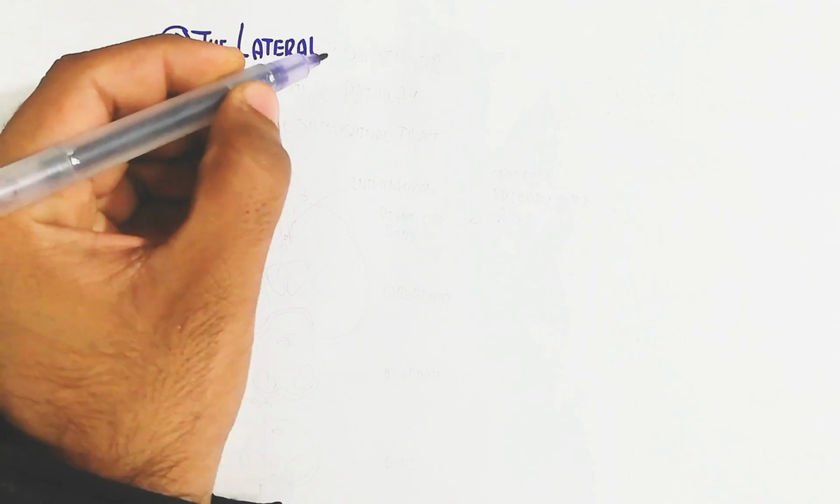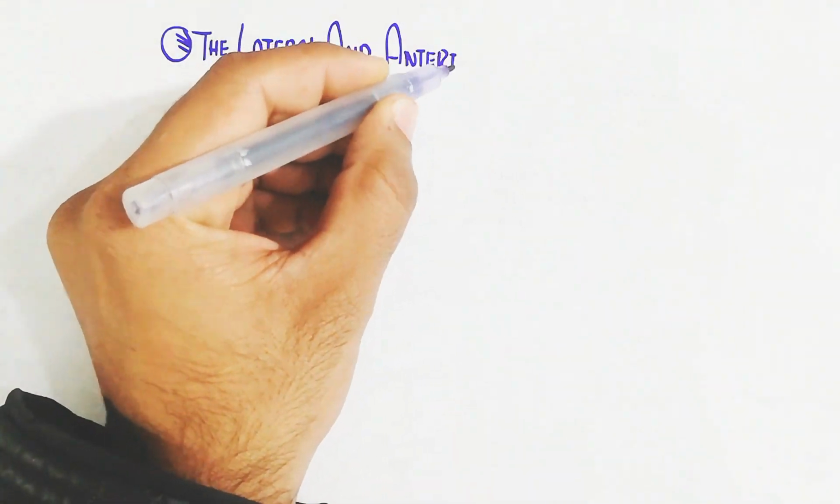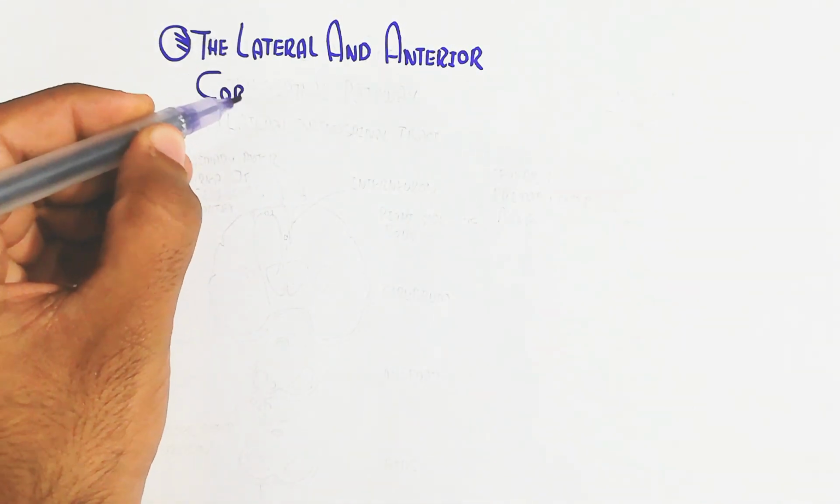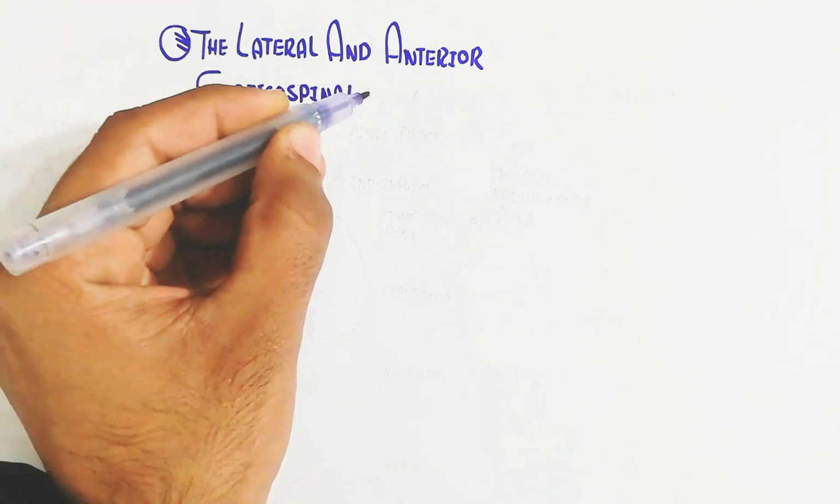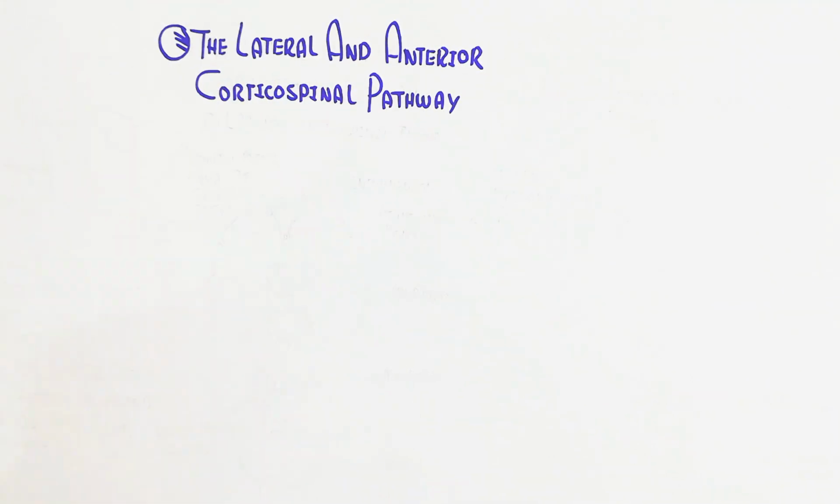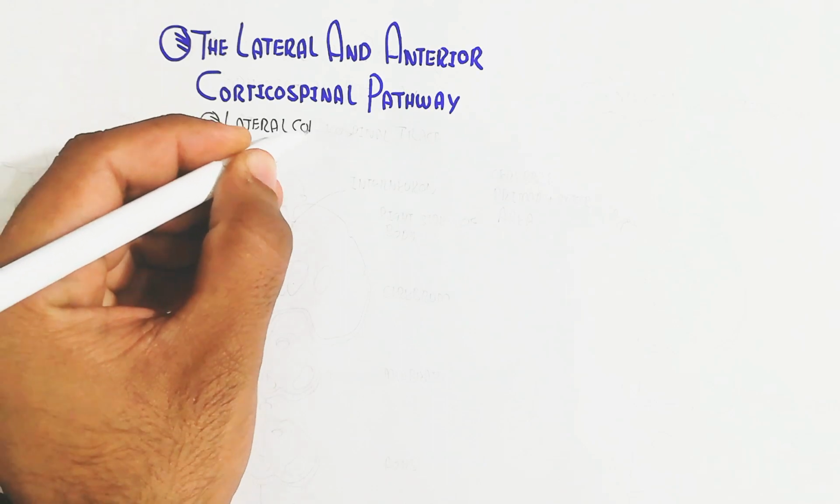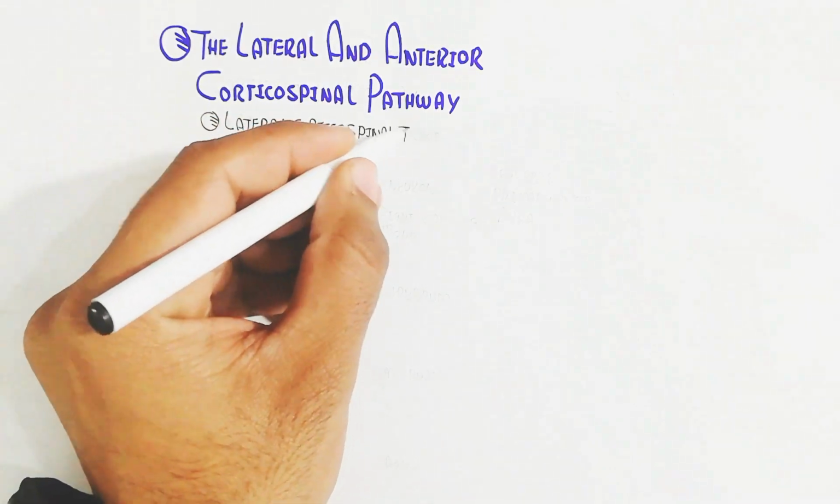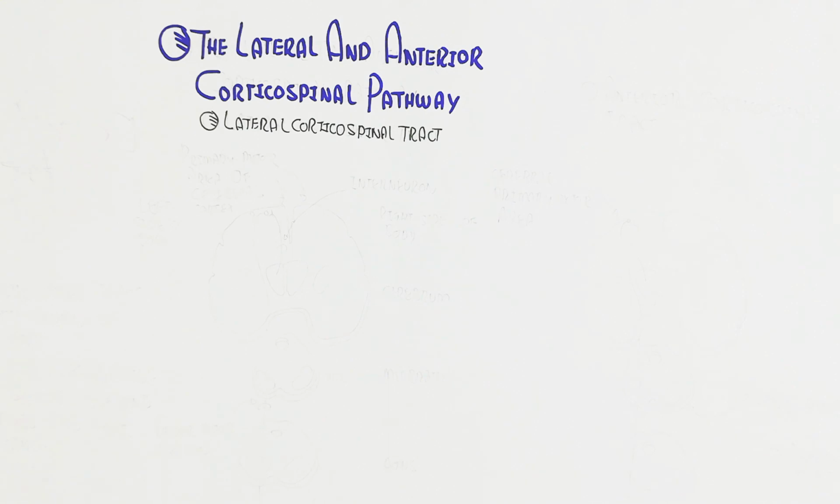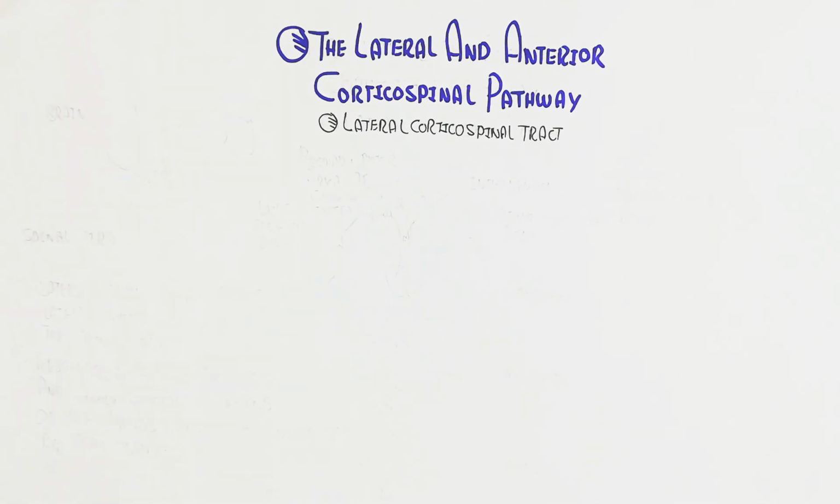Hello, in this video we will understand the lateral and anterior corticospinal pathways. We will understand the upper motor neurons and how, after a sensation, the upper motor neuron produces the response and controls the body. So let's begin.